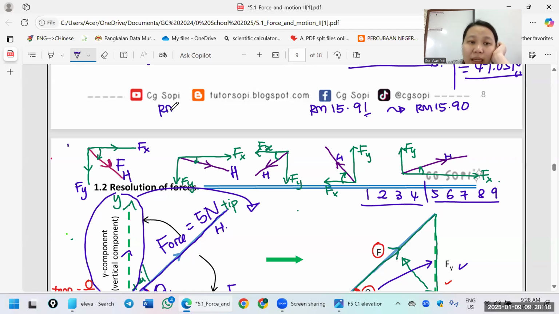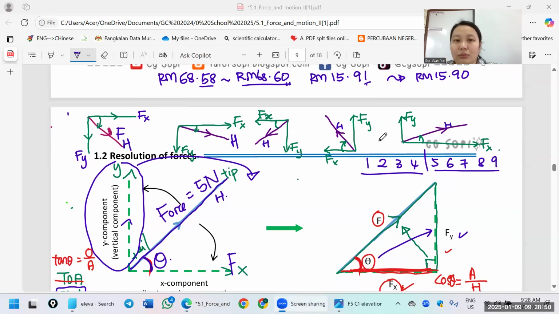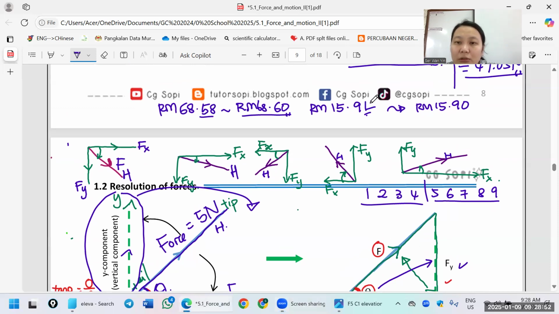For example, when I buy things, normally in the grocer, and also when I pump petrol, for example, 68.58. Then they round off, become 68.60. For Malaysia, our Malaysia. So see, they also round off. So if 4 and below, no; 5 and more, round off.